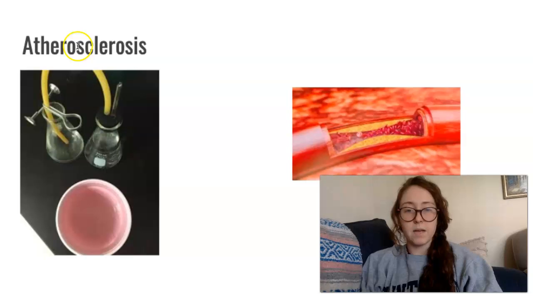The reason why this models atherosclerosis is because when you have atherosclerosis, there's a buildup of fatty deposits that occurs inside the blood vessels. So what that's going to do is it's going to reduce blood flow, and it's also going to increase the pressure inside of these vessels.